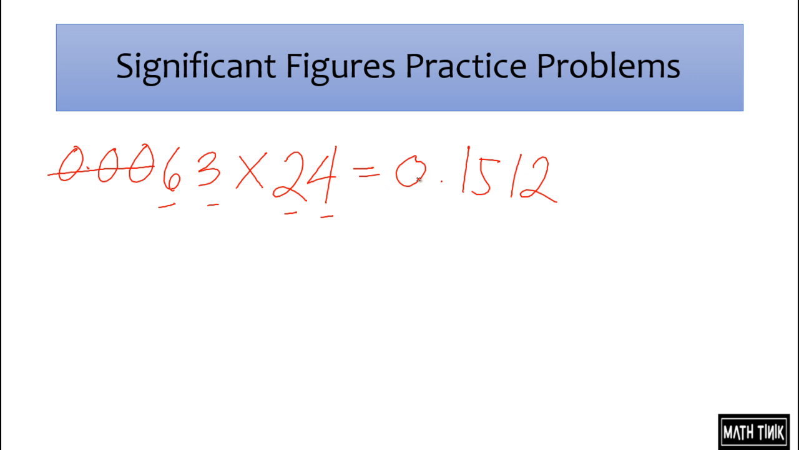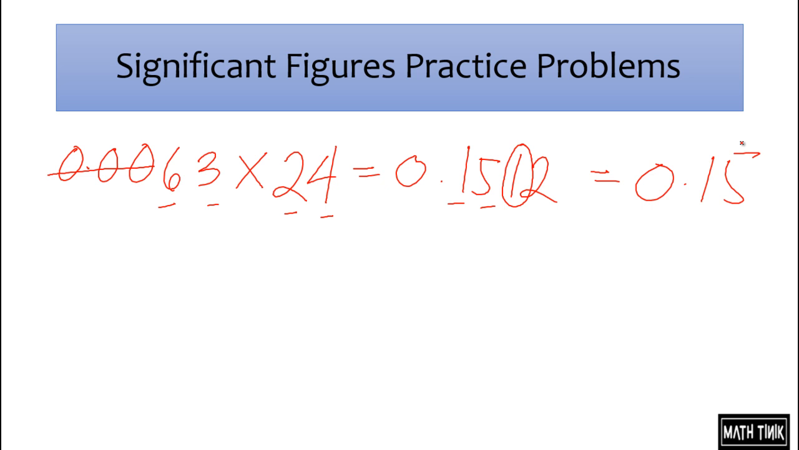So this 0, all the zeros na before the decimal point is not significant. So we have to count 1, 2. And the number right next to 5 is 1. So hindi na po tayo magra-round up niyan. So the final answer is 0.15.